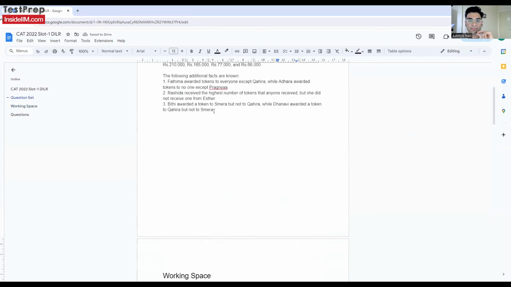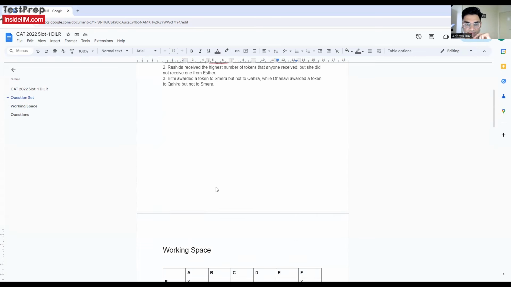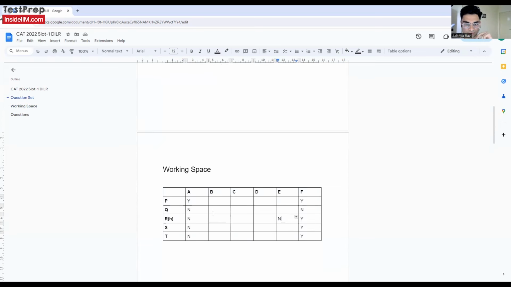The third point tells us B awarded a token to S but not Q, and D has done the opposite. So we'll just mark that as well. B has given one to S and not to Q.